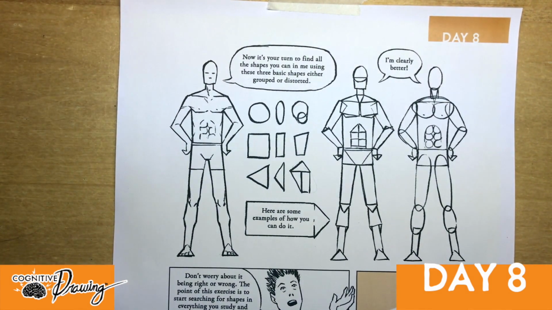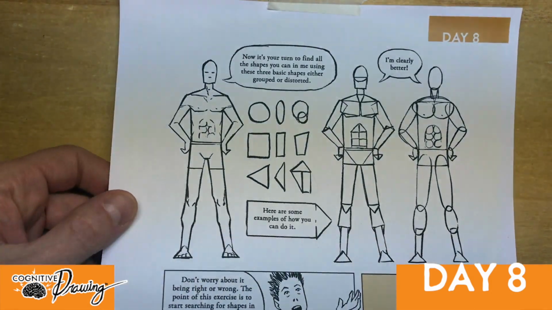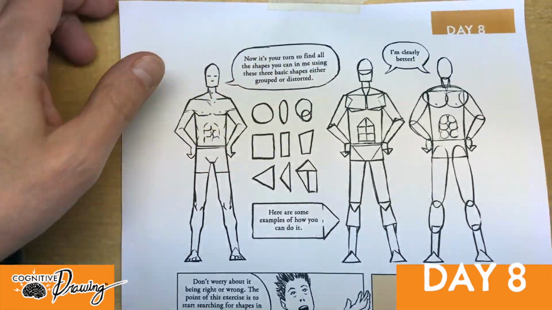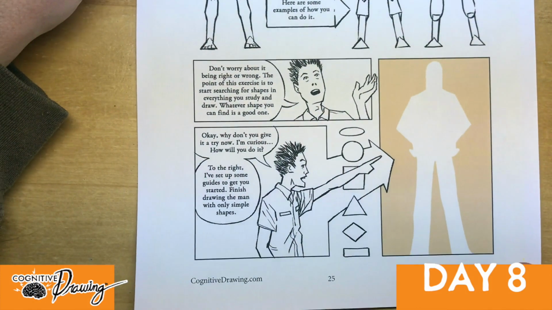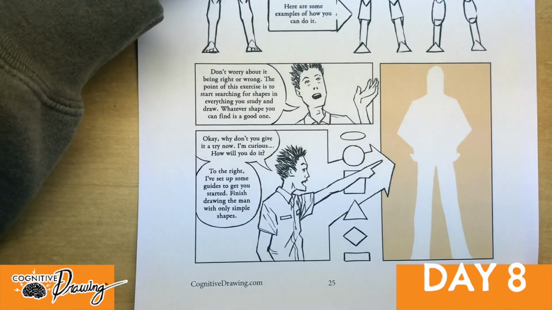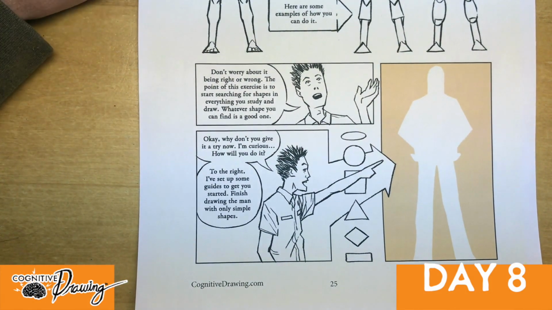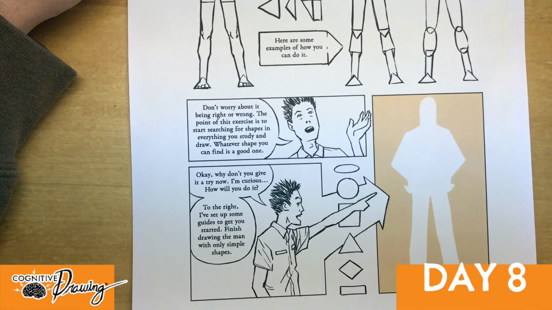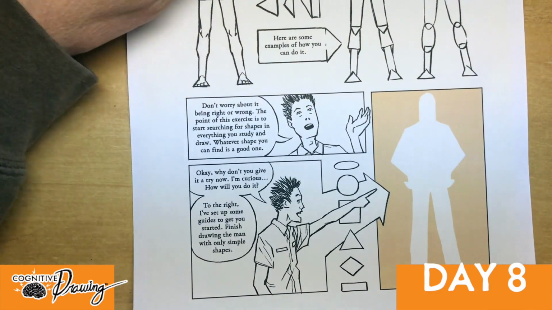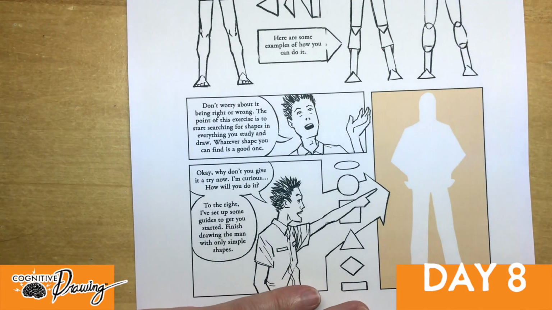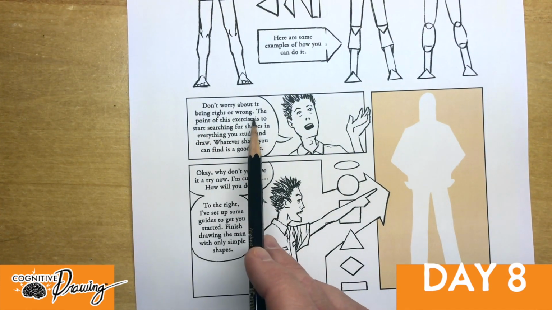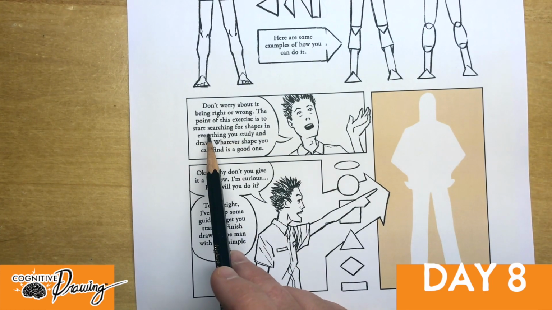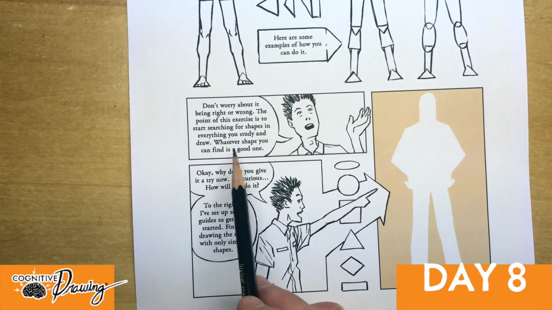So basically, it's all just a matter of opinion, everybody's style is different. And so whatever you gravitate towards, that is what you should focus on. I never like to discourage anyone from drawing in a style that they enjoy. That's what's really important about your art, is finding a style you enjoy and studying that style. Otherwise, you're not going to enjoy it. Don't worry about it being right or wrong. The point of this exercise is to start searching for shapes in everything you study and draw. Whatever shape you can find is a good one.